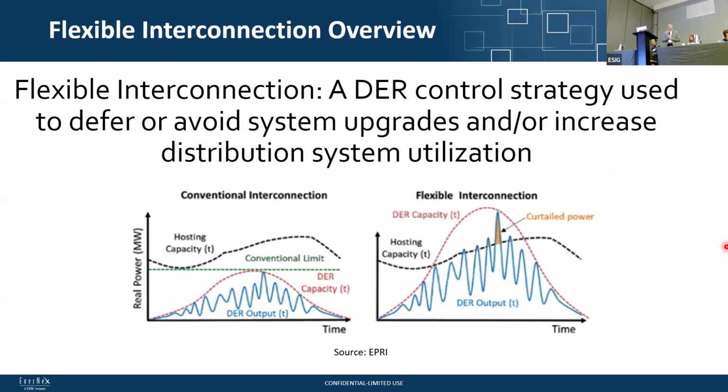Okay, so it took this long to get to, what are we talking about when we talk about flexible interconnection? It's really a DER control strategy used to defer or avoid system upgrades or increase distribution system utilization. Looking at the one on the left, you take your worst case hosting capacity, your conventional limit, and make sure that nameplate capacity never violates it. Whereas what you're trying to do, and this is kind of aspirational, is allow for more of it, and then just make sure that you're curtailing, so they're not generating at full capacity at times when it would violate those limits.